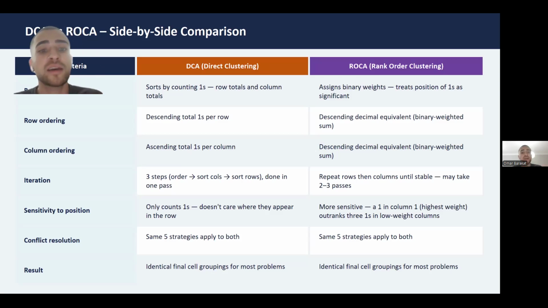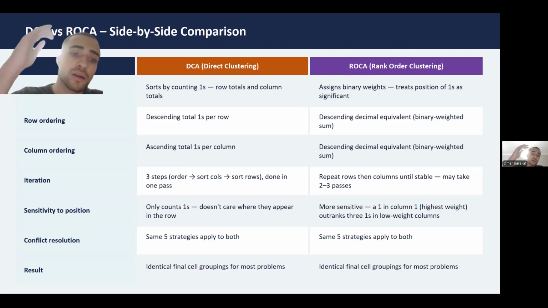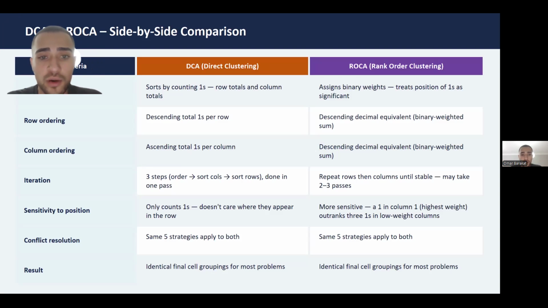So, after re-ranking rows, we apply the same binary weight logic to columns, this time from bottom to top. For the column M1, it gets the highest decimal equivalent because parts 1 and 4 both have 1s there, and those parts rank near the top. The column order that emerges puts machine 1 first, then the third machine, then the second machine, then the fourth, then the fifth. Very similar to what we've seen before. After one or two iterations, the matrix stabilizes with the same two cell blocks as before. The two algorithms converge to the same answer on most problems.